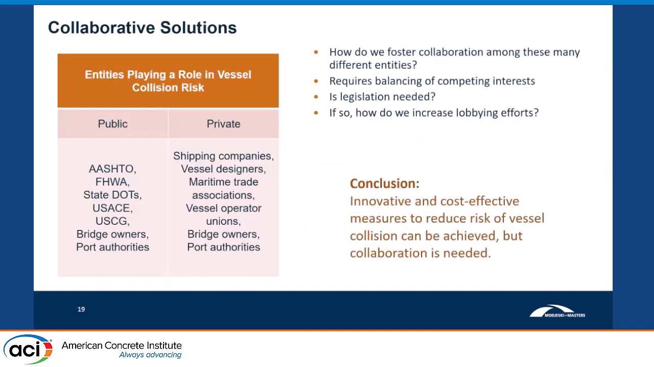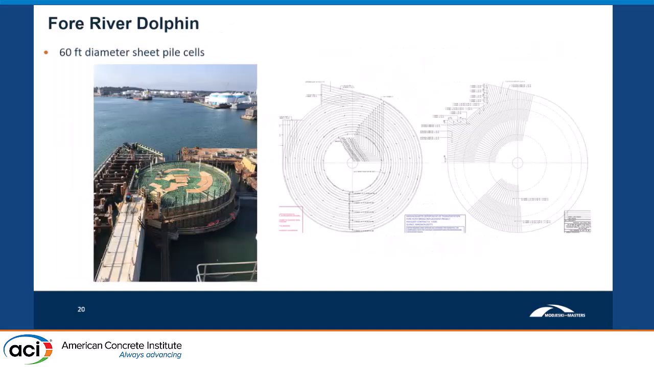Okay. And since we're at ACI, I put in a couple of construction photos of concrete protection systems that I thought were interesting. So this is the dolphin structures for Fall River in Massachusetts. They have 60-foot diameter sheet pile cells, sheet piles around the diameter filled with granular material and a concrete cap, and a construction photo showing all the radial rebar.